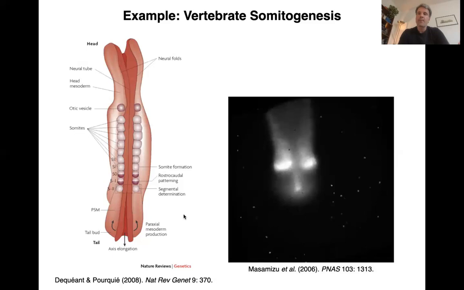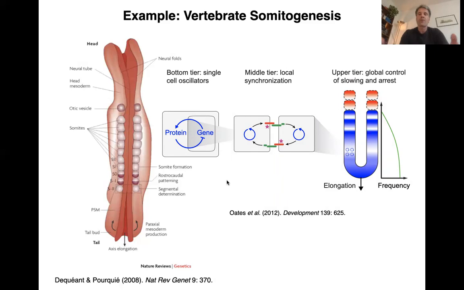And so the bottom line is that this process is governed by a three-tiered mechanism, where the bottom tier is an autonomous oscillation of gene expression in single cells of the tissue, which is regulated by feedback between genes of the Hes family of transcription factors that inhibit their own transcription. Then you have a second tier, a synchronization of these oscillations across the tissue, which involves the Notch signaling pathway. And then you have an upper tier with global control of the oscillations and the progression of these waves through the tissue.